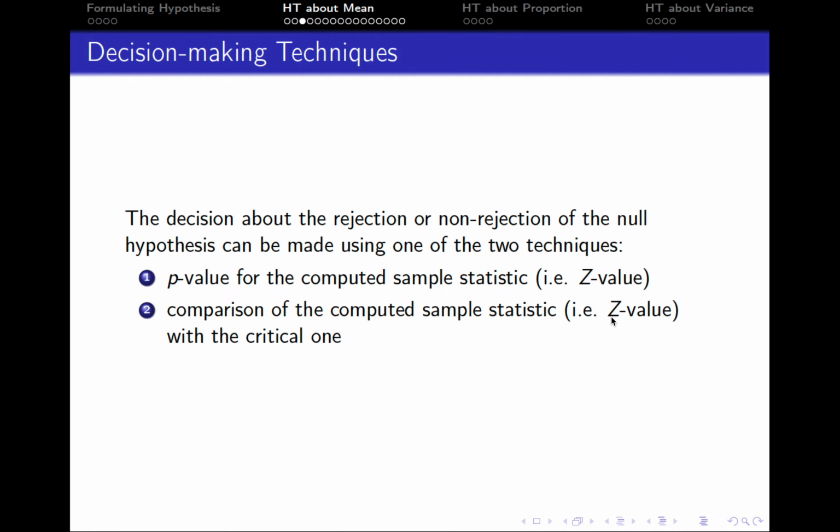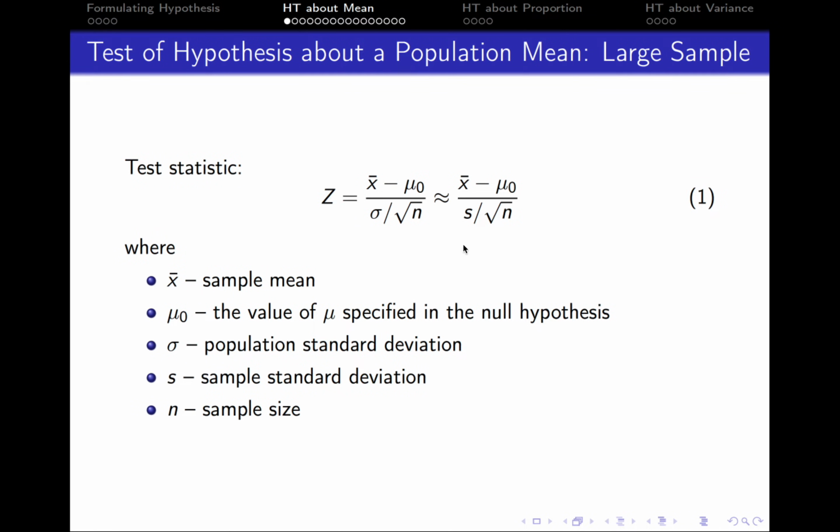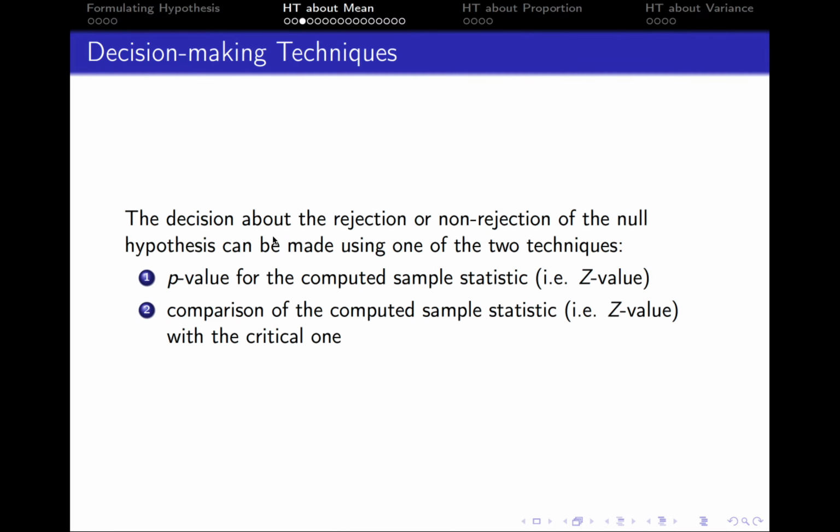So when it comes to the rejection or non-rejection, so acceptance of the null hypothesis, there are two techniques that can be used. So the first technique is based on computing the p-value for the computed sample statistic, for example, the z-score, or comparison of the computed sample statistic, for example this z-score, with the critical one that we can get from the table.